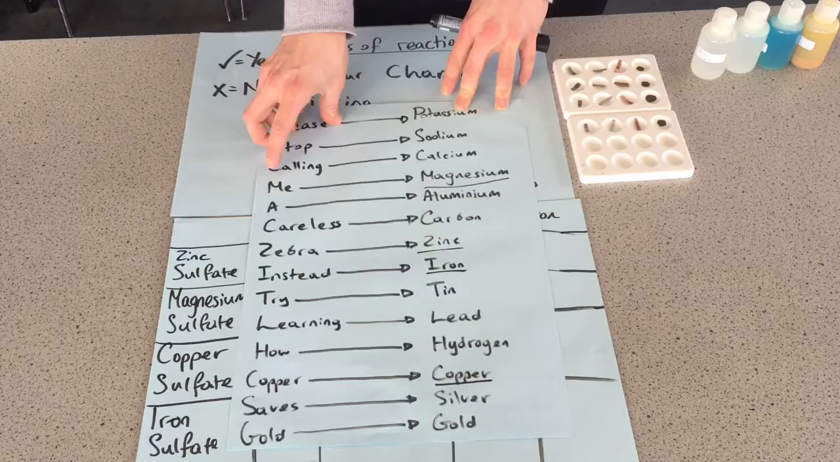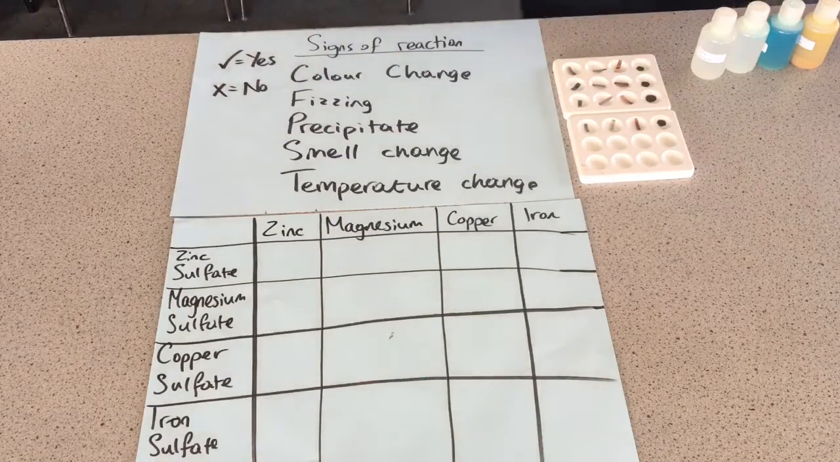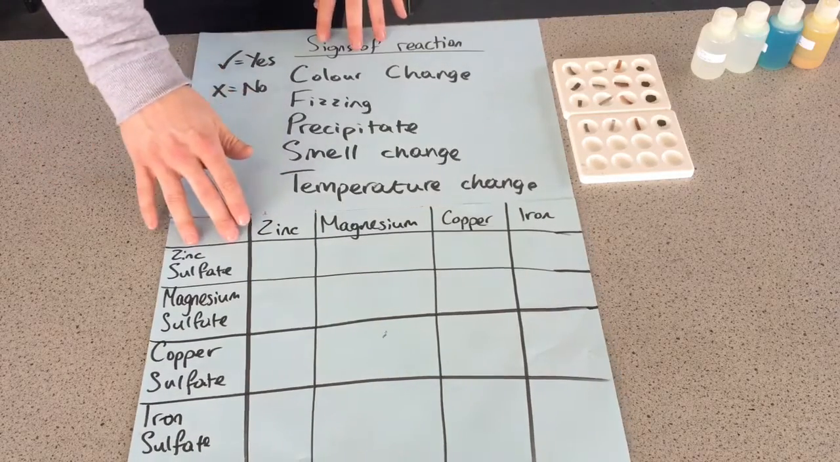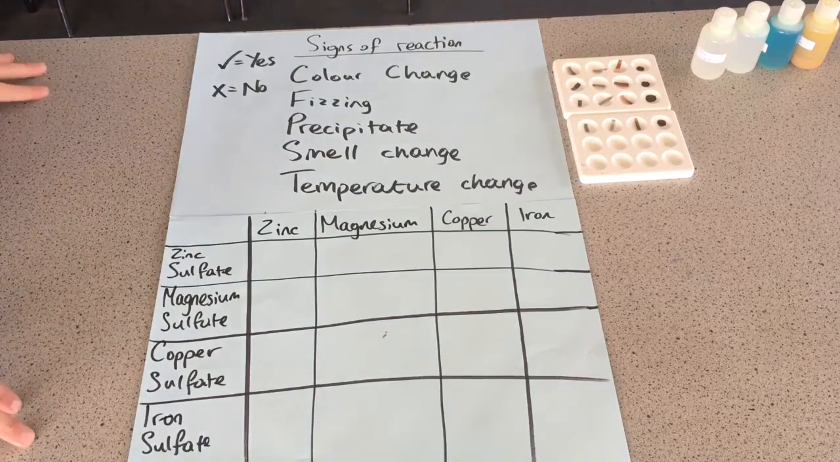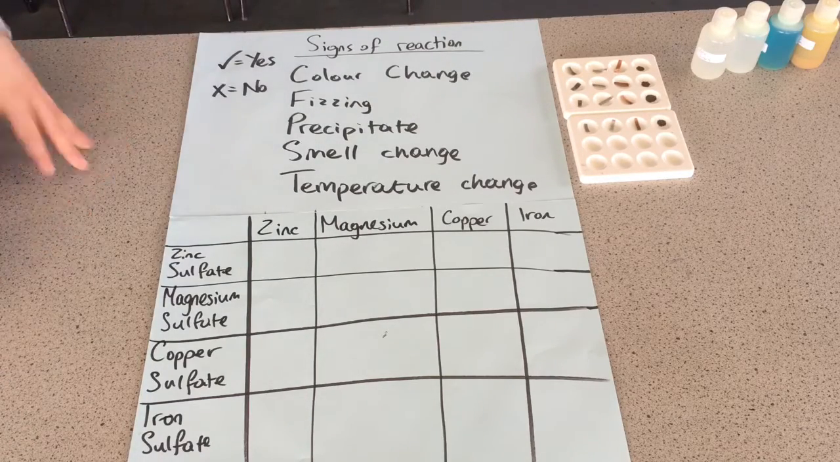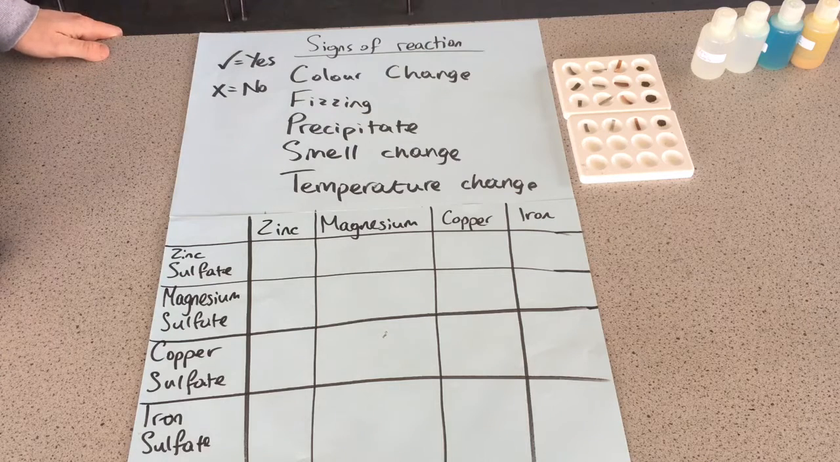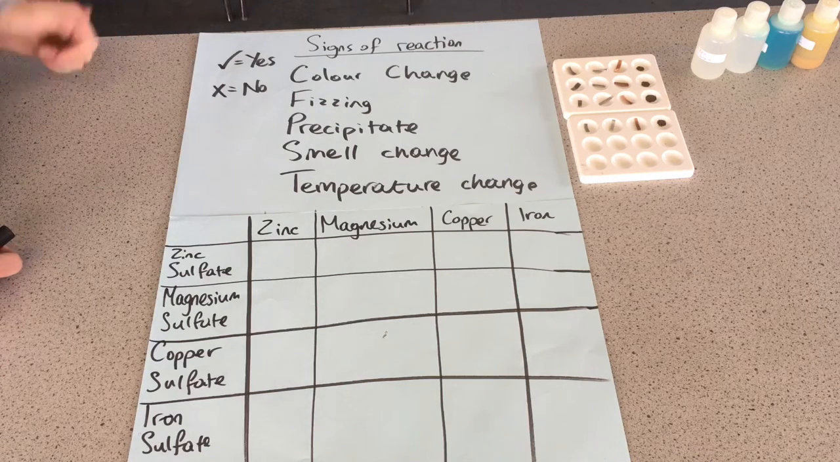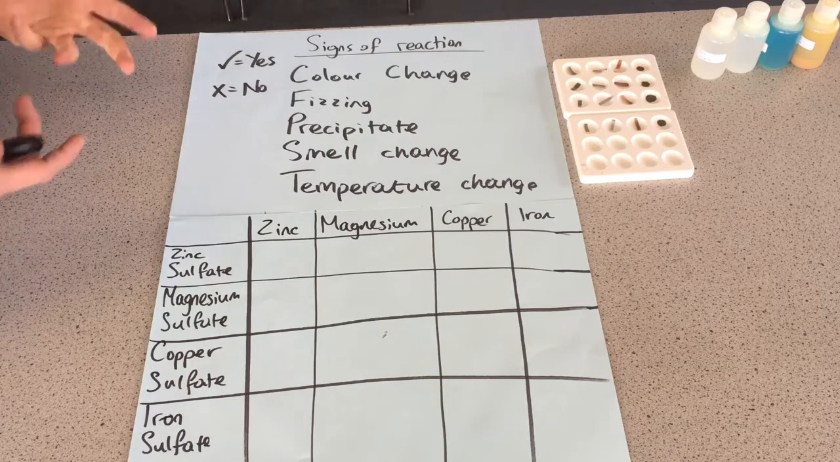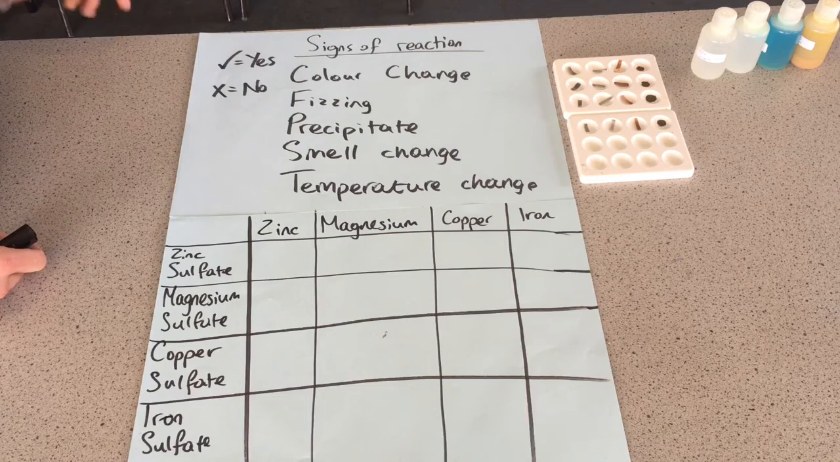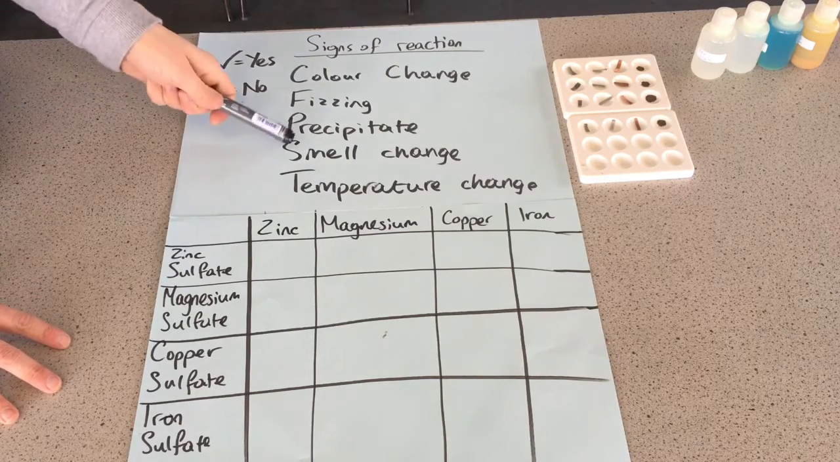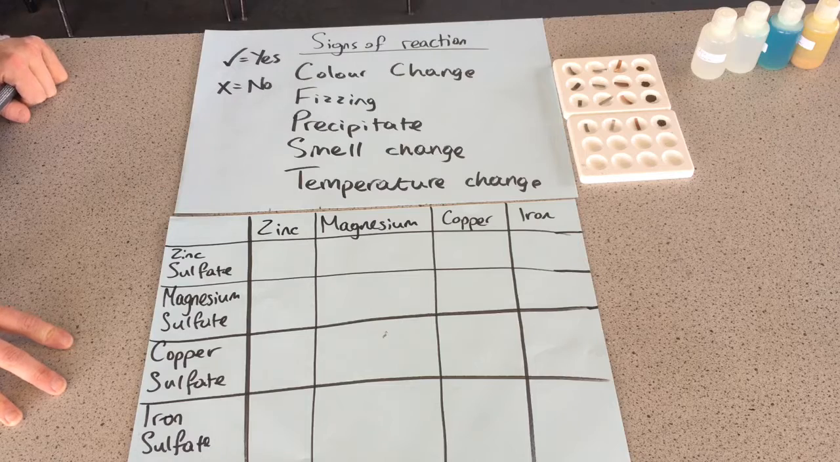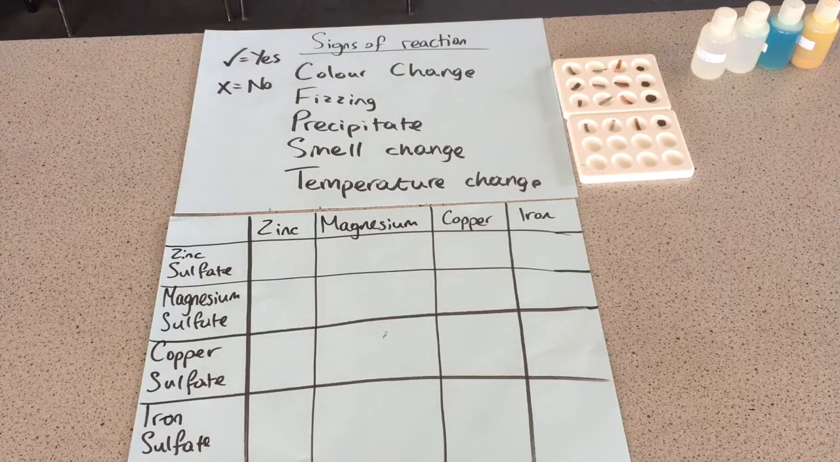So I'm just going to move our reactivity series to the side and look at this experiment. How will I know a chemical reaction is taking place? Well, first of all, quite an obvious one, a colour change. If any of my metals change colour, I've got a reaction happening. If I get some fizzing, a gas is being produced, something new is being formed. If I form a precipitate, that lumpy solid that forms. If it gets a bit smelly. And finally, if I see heat being produced.